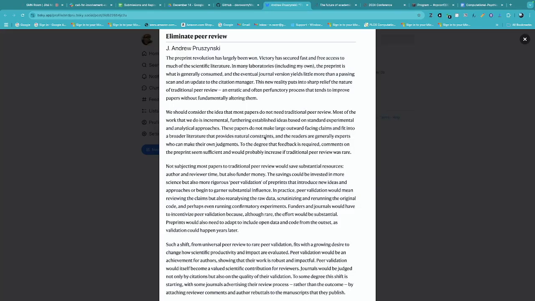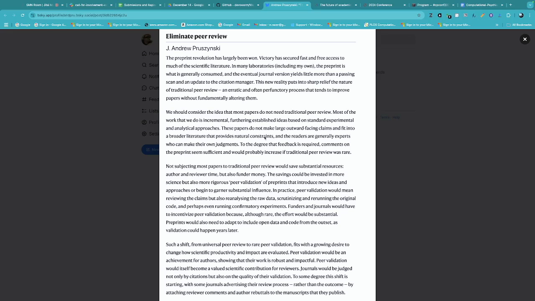He actually has his contribution here, which is his position, which is eliminate peer review. "The preprint revolution has largely been won. Victory is secured: fast and free access to much of the scientific literature. In many labs, including my own, the preprint is what is generally consumed, and the eventual journal version yields little more than a passing scan and update to the citation manager."